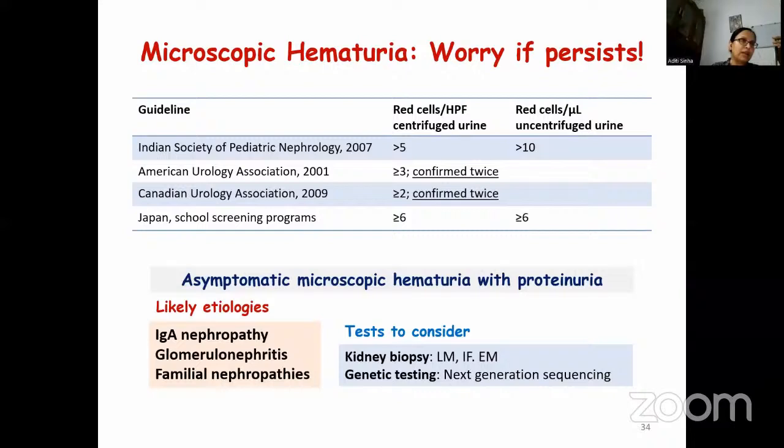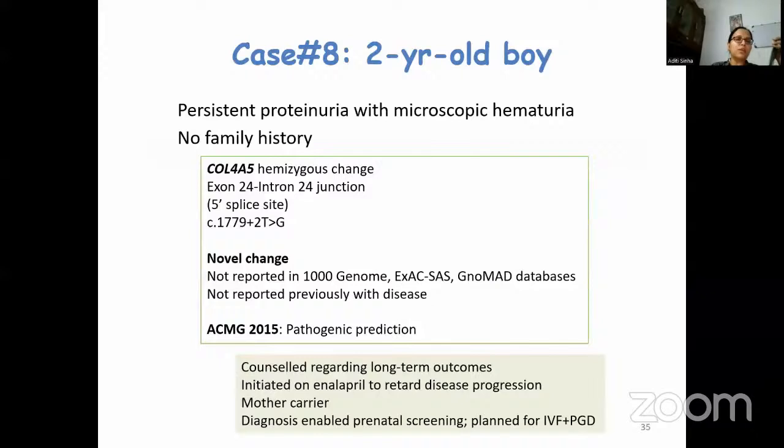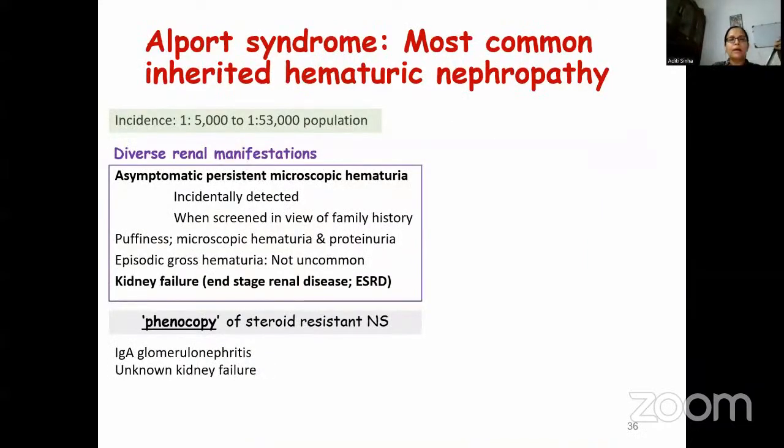Given the age of the child and the yield of genetic testing being more useful rather than a kidney biopsy, which will not give a definite diagnosis in an inherited nephropathy, we went ahead with next-gen sequencing. Unfortunately for the boy, we found a COL4A5 pathogenic change, which was very alarming for the family to know about. However, the child has been started on ACE inhibition and continues to be followed up with us.